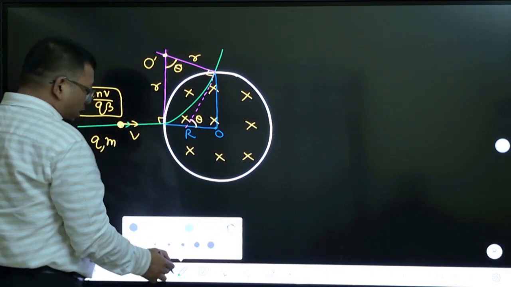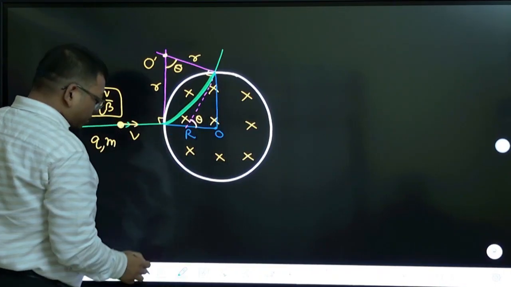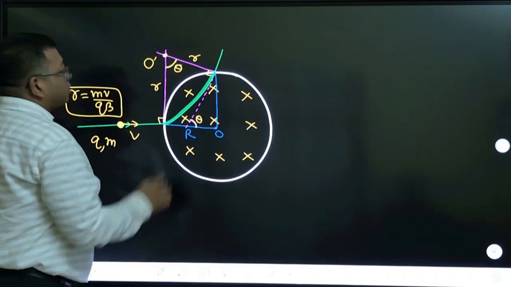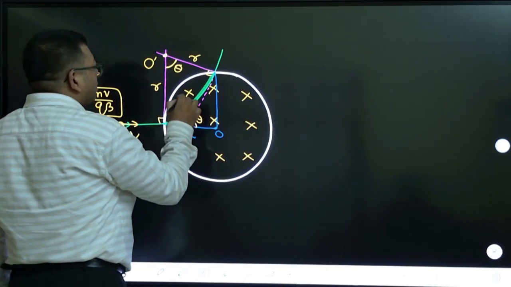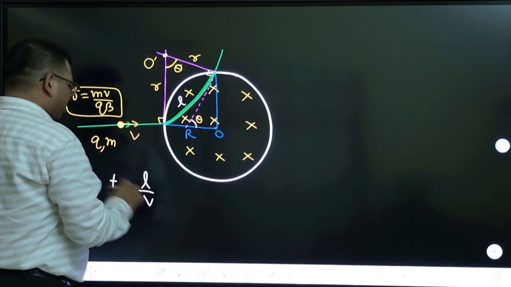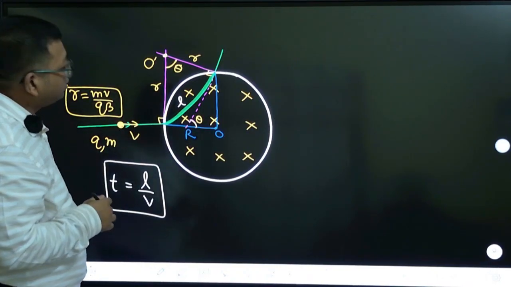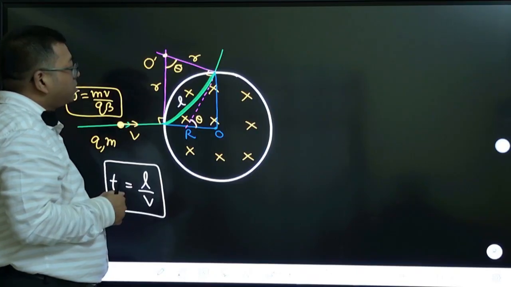So this is the arc length. Time spent, if you want to calculate, this is the arc length which we need to think about. This arc length is, let us say, L. This length L I want to calculate. The time is equal to L by v, right? So how do we calculate this arc length L? Now we need to think about it.